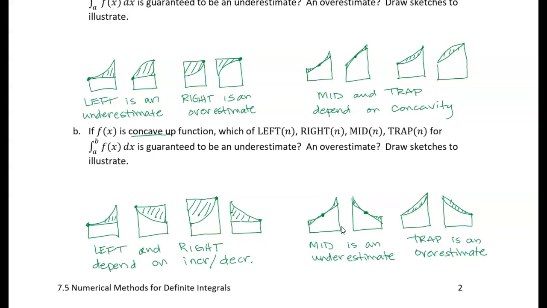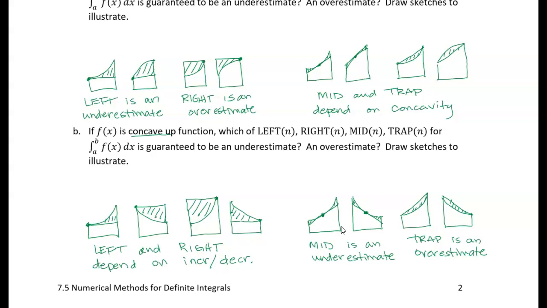Now for mid and trap, you can see the midpoint rule. If we represent the area of the interval as a trapezoid, where the top of the trapezoid is a tangent line to the curve, then you can see this tangent line is always below the actual curve. And it doesn't matter whether it's concave up and increasing or concave up and decreasing. This tangent line is below the curve, and so the midpoint rule gives us an underestimate.